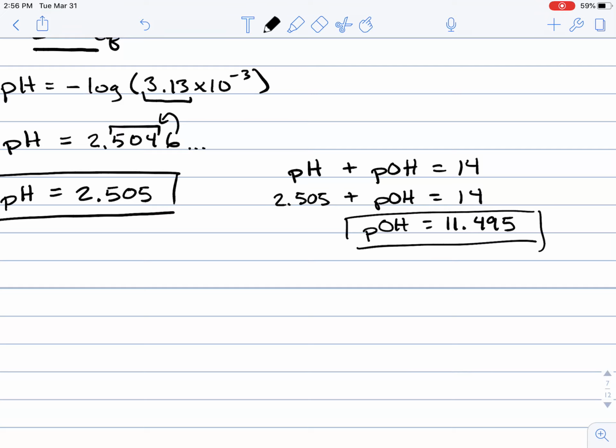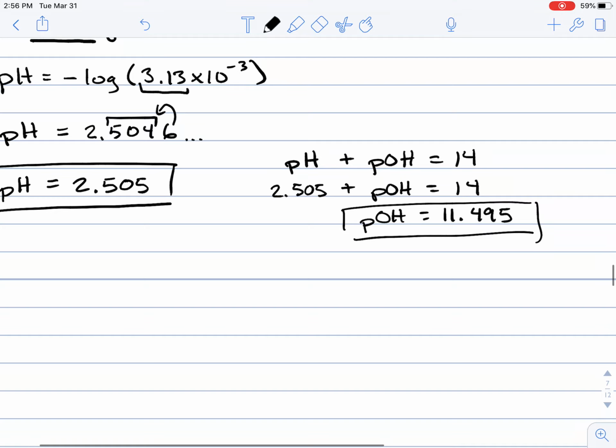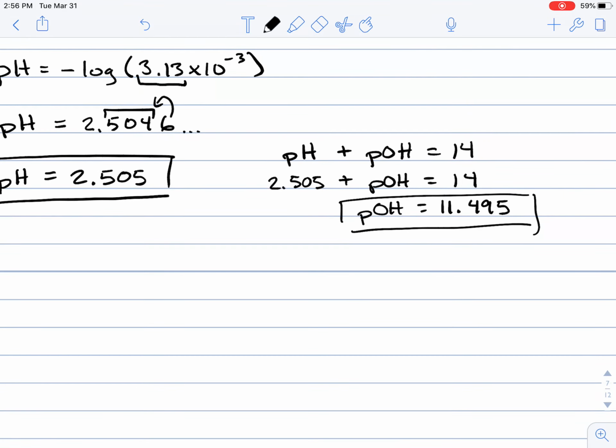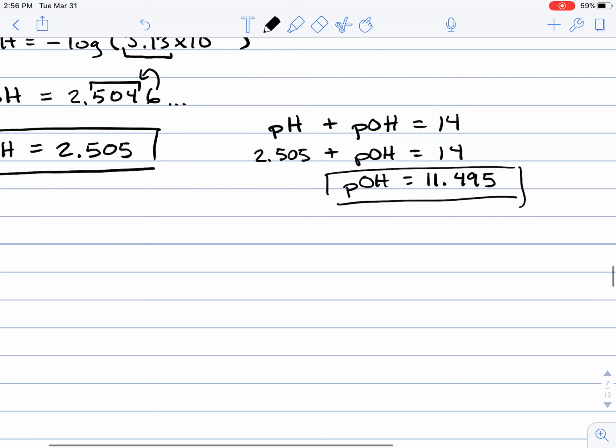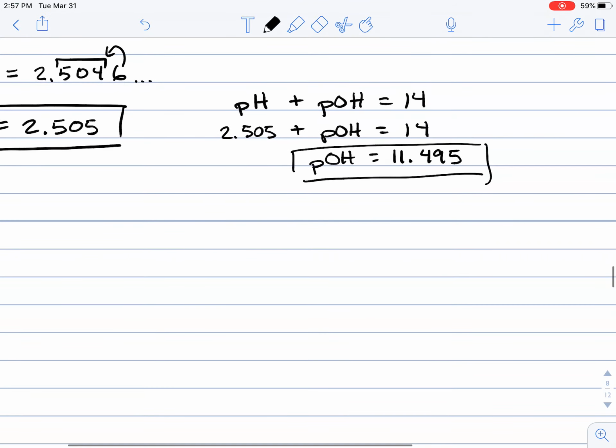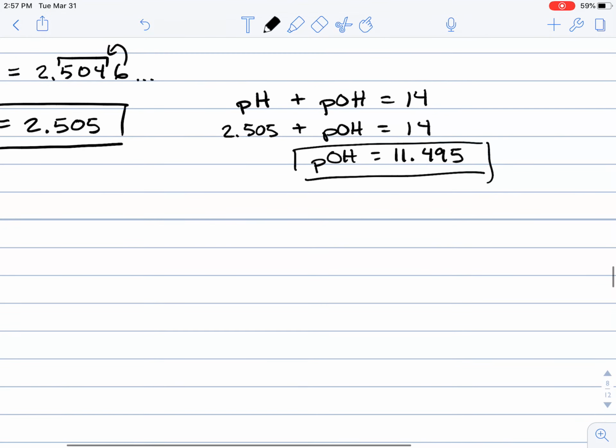Okay, and so once again, I'm just solving for pOH. So I took 14 and subtracted 2.505, giving me a pOH of 11.495. And if I wanted to determine the concentration of the hydroxide ion, we can use the definition of pOH to figure that out. So pOH is the negative log of the concentration of OH minus.